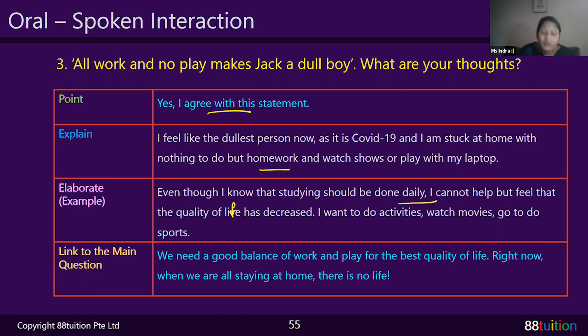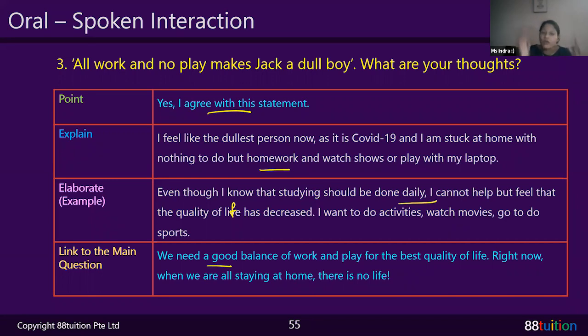Life's not fun right now. So basically this is what it is, right? I want to do activities, watch movies, go and do sports. These are the things that make you feel dull. Not that you're dull, but they make you feel dull because you can't do any of these activities, right? We need a good balance of work and play for the best quality of life. Right now, when we're all staying at home, there is no life.